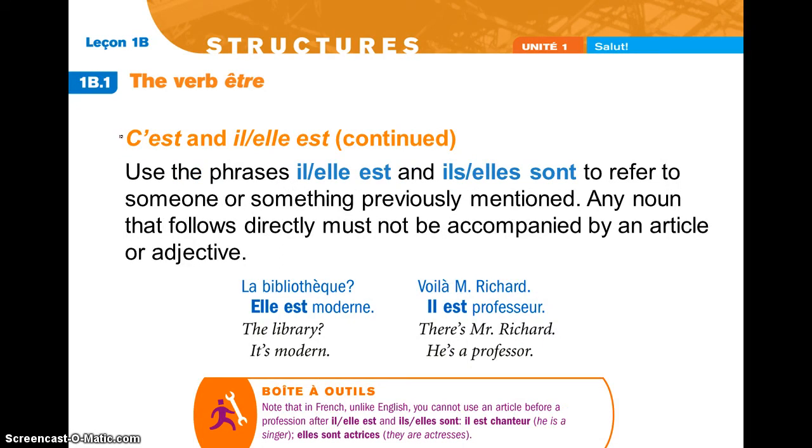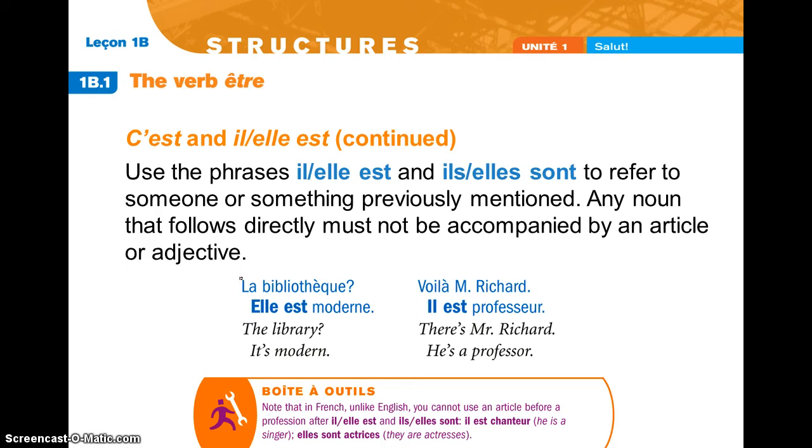You don't have to write this heading down, but do make sure that you're getting this note. Use the phrases il est, elle est, ils sont, and elles sont to refer to someone or something previously mentioned, just like our professeur we talked about earlier. Any noun that follows directly must not be accompanied by an article or adjective. With elle est or il est, only the word that either describes it or states what it is.